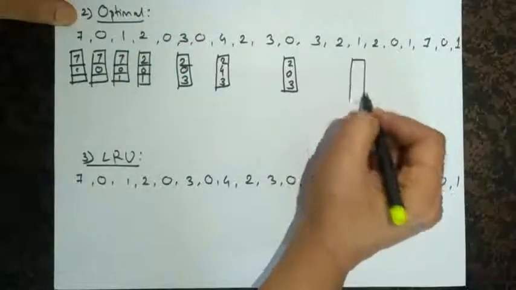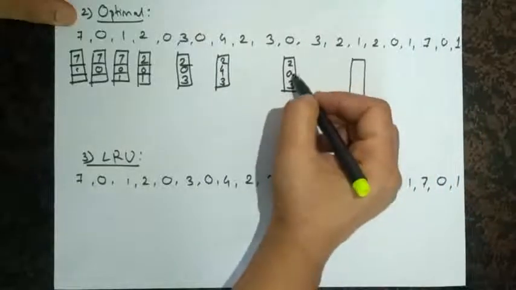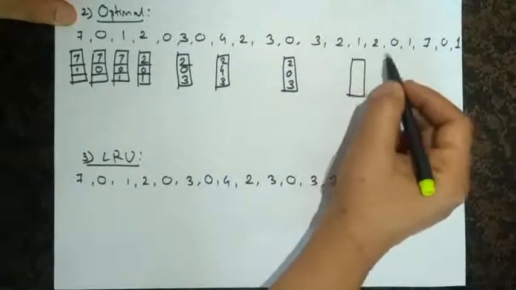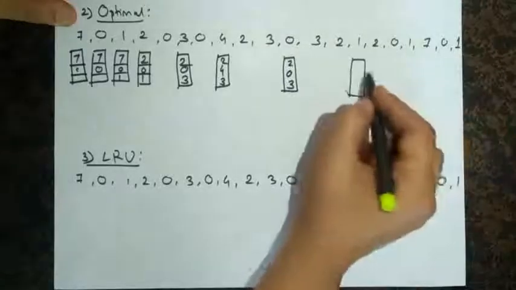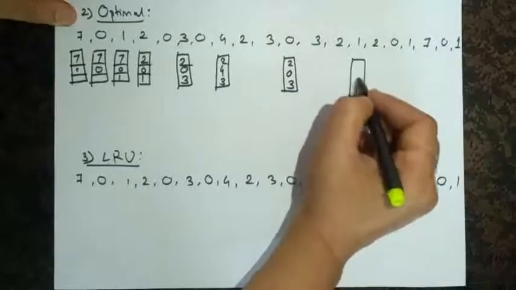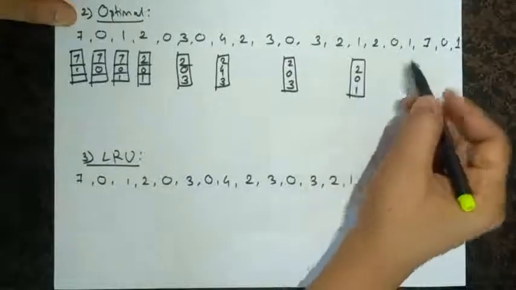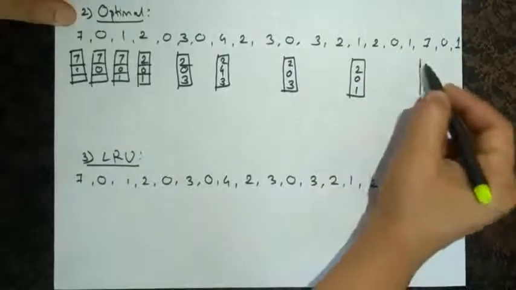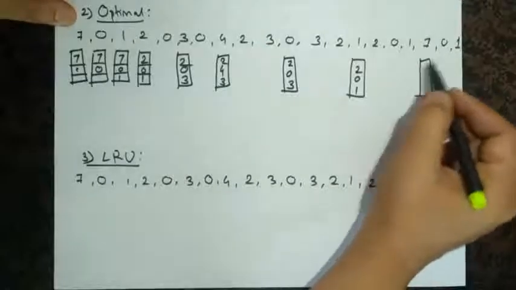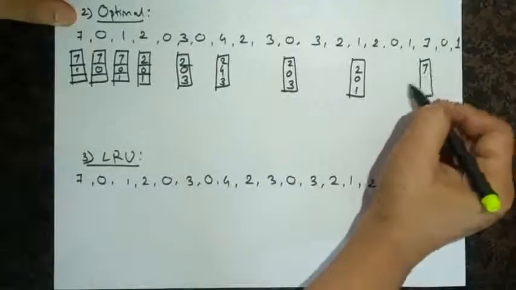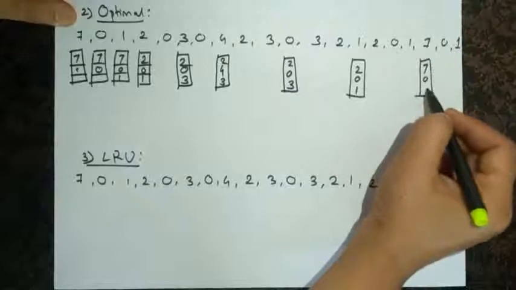Now comes 1. Now we see that out of these 2, 0 and 3, 2 and 0 are quite near, but 3 is not. So I will replace this 3 by 1 over here, rest as it is. 2 is requested, which is also there, 0 is requested, which is also there, 1 is requested, which is also there. Now we want to put this 7. Now we see that out of these the 2 is not required, so I will replace this 2 by 7 and 0 and 1 as they are.